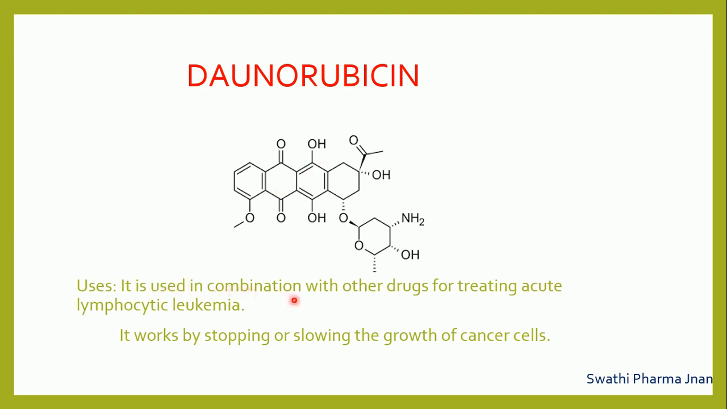It is used in combination with other drugs for treating acute lymphocytic leukemia. Usually we use antibiotics to get relief from the symptoms of cancer, but they will not completely stop or inhibit the growth of cancer cells. So how will daunorubicin work when it is used in combination therapy with other drugs? It will work by stopping or slowing the growth of cancer cells.